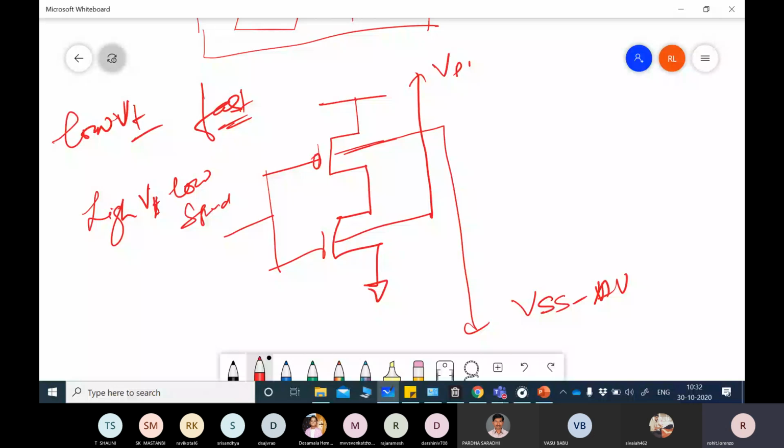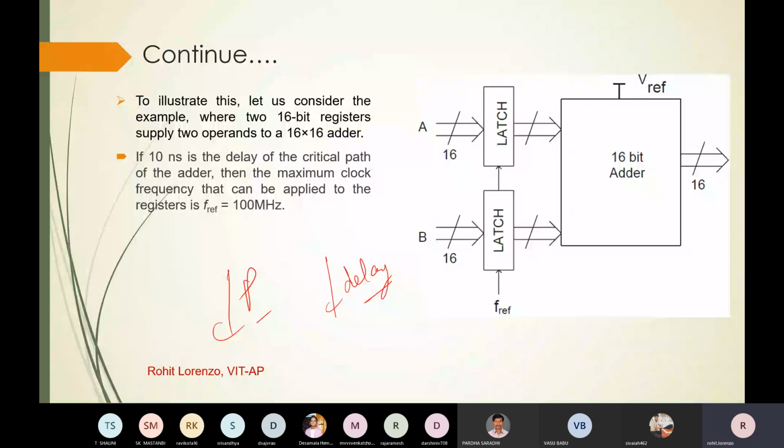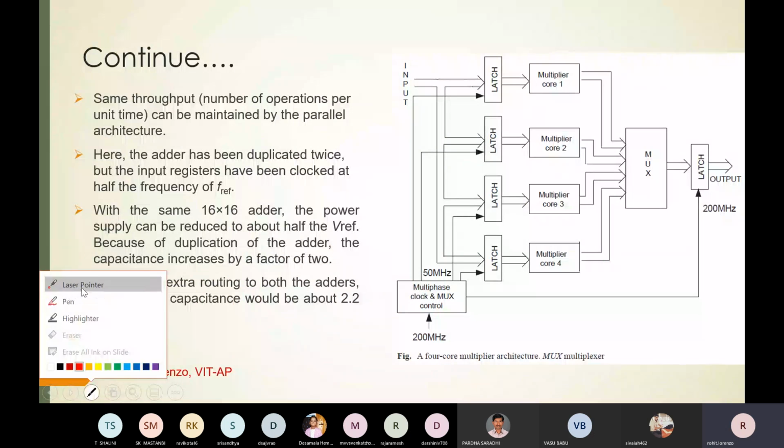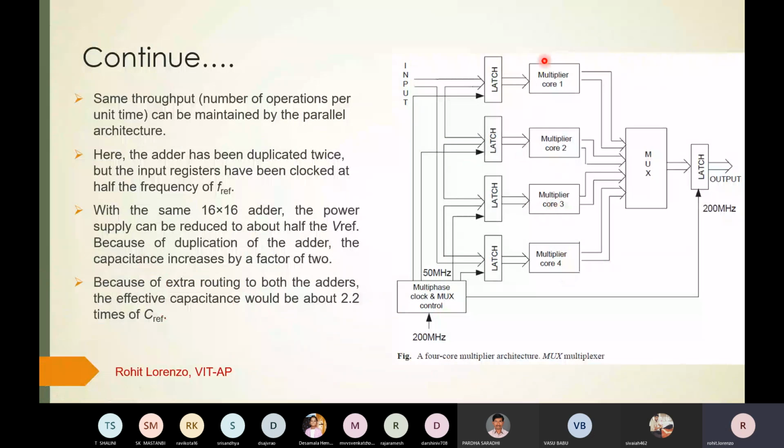This parallelism will help us minimize the power dissipation as well as the delay. We are achieving good performance. This is the need for a good VLSI chip. Now, how have they done it? They have just duplicated that. They have divided it into multiple cores: core 1, core 2, core 3, core 4.